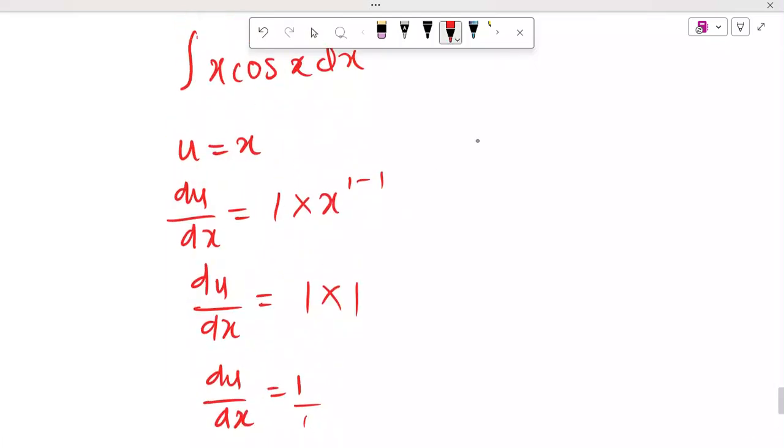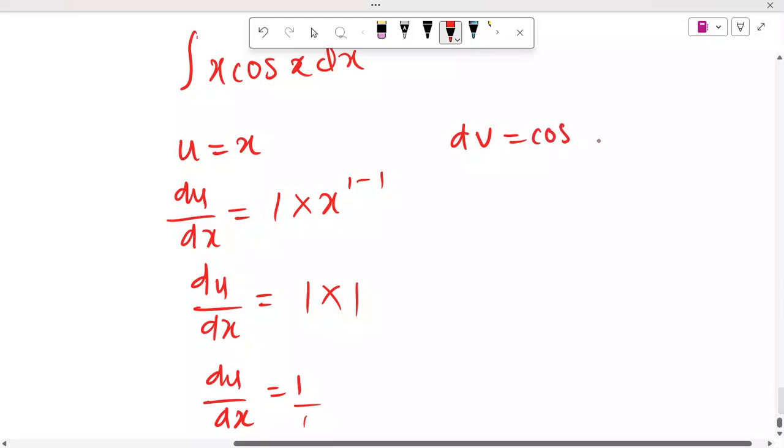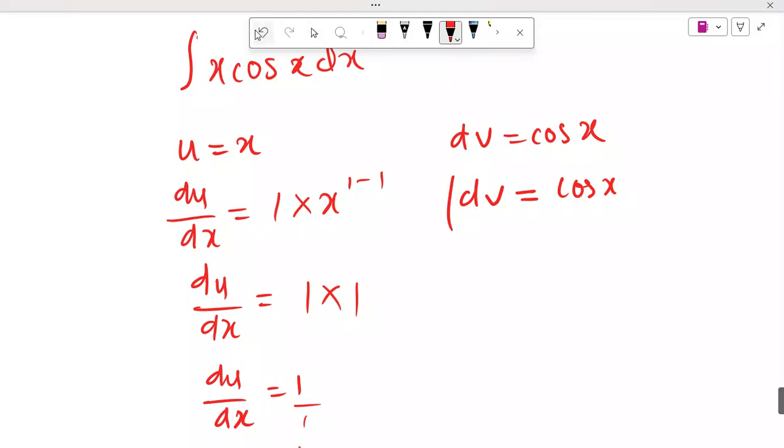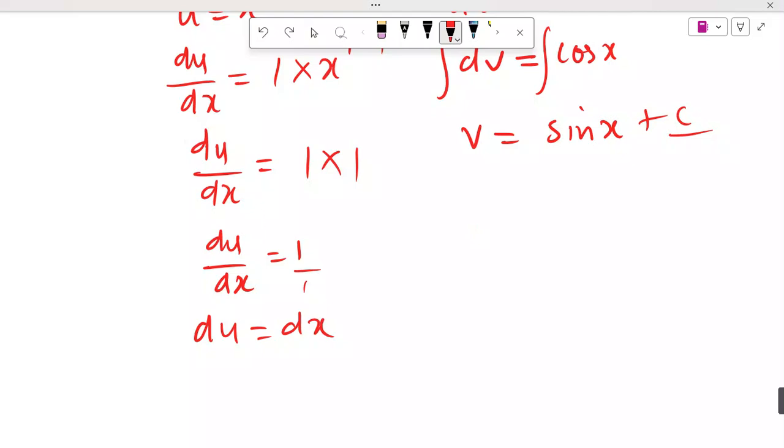Then now let's get our dv. Our dv is cos x. So dv equals cos x, so we are integrating. Integrating dv, we have v. Integrating cosine is just sine x plus c, but there is no need of writing plus c here. So you have the integral of u dv equals uv minus the integral of v du.